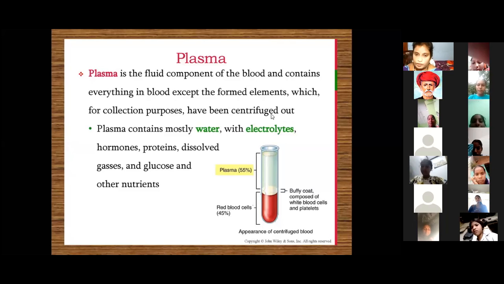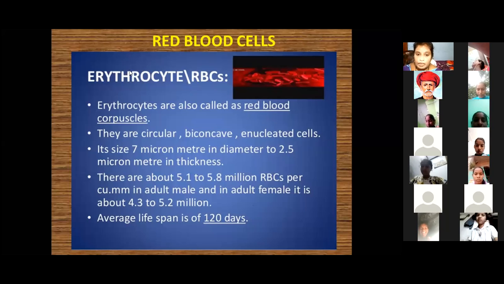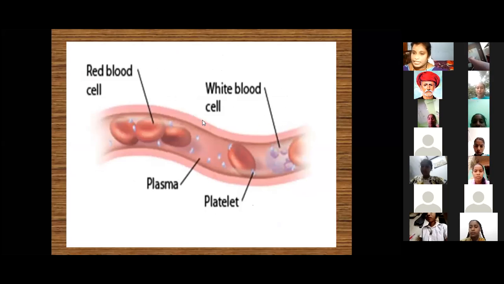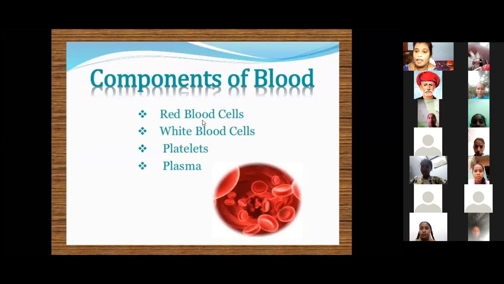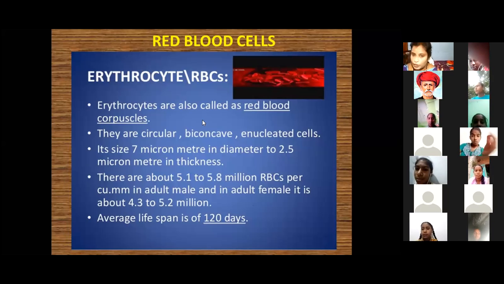Okay, ma'am. We already know the blood cells. The blood components are plasma, platelets, white blood cells, and red blood cells. I am going to explain the RBC, red blood cells. This is also one kind of blood cells. RBC is also called erythrocytes, or red blood cells.